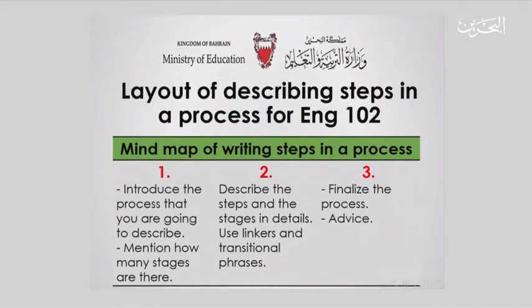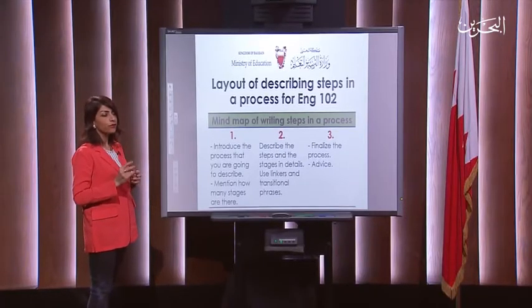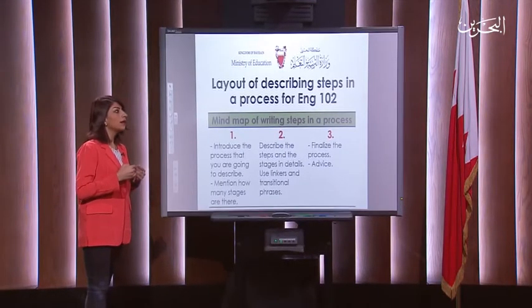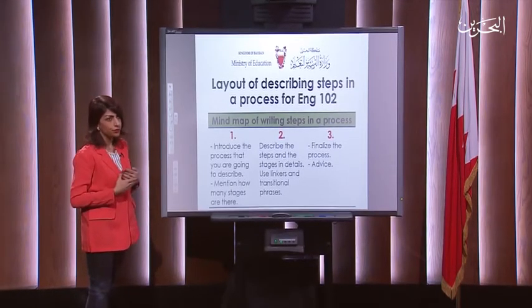Moving to the second paragraph, we are going to describe the steps and the stages. Pay attention to this word, in details. Here, you have to tell me exactly what you are going to do in order to accomplish this step. In this paragraph, we have to put in mind that using linkers as well as transitional phrases is a must. You have to use both of them in order to show the reader or the listener that you are telling him what exactly to do.